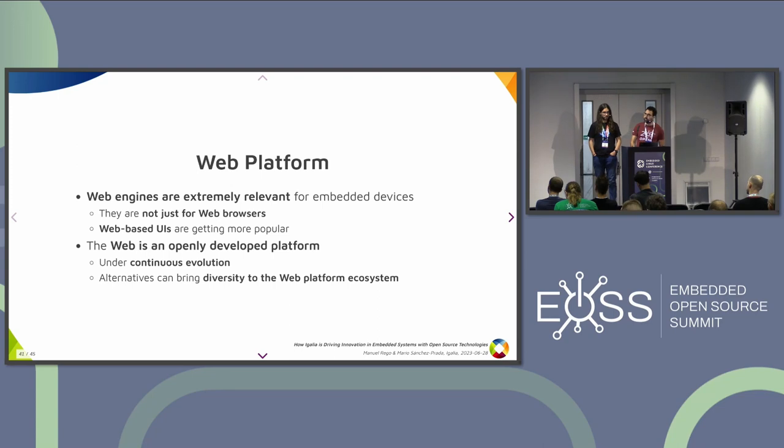Then we see that the web platform is very relevant for embedded devices. Web engines are getting more and more important because they are used in embedded devices a lot, not just for general web browsing, which is also used sometimes, but also for web-based UIs, like rich applications, that now use web UIs instead of native widgets. There is a very nice thing about the web: it is openly developed, it has been there for quite a while so it's well established, and a lot of people know about it. It's under continuous evolution, so new things are coming. And thanks to the needs of embedded devices, some new things related to this industry are also coming to the web platform. There are also alternatives like WPE, Servo, and others that bring diversity to the web platform, which is very nice to have because otherwise the ecosystem would become somewhat monolithic.